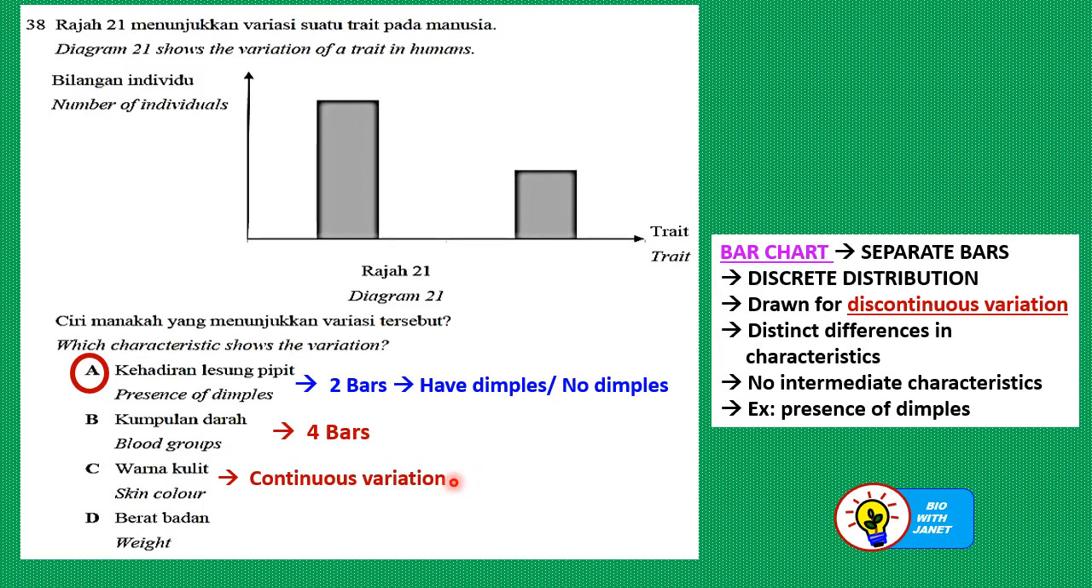And then C, skin color. Skin color shows continuous variation. So we cannot draw bars for skin color, for the different number of people with a different skin color. And also for weight, it's a type of continuous variation. So these 2 are out. So the answer is A.